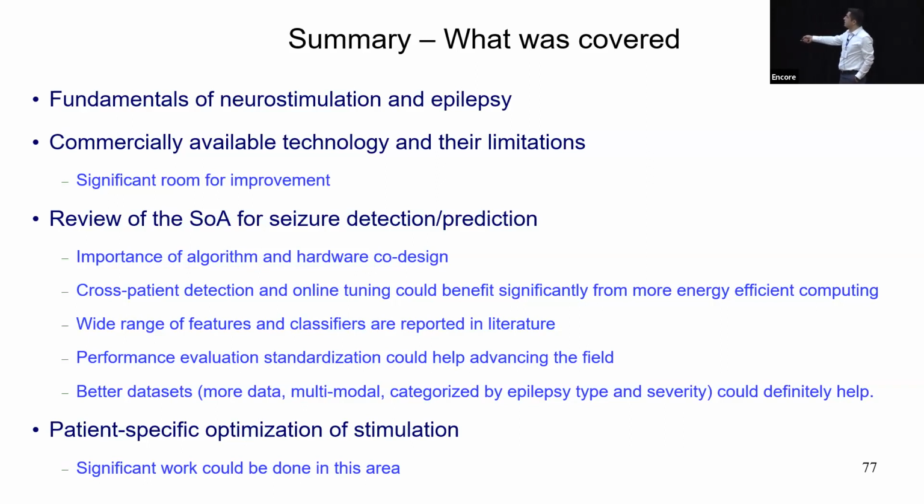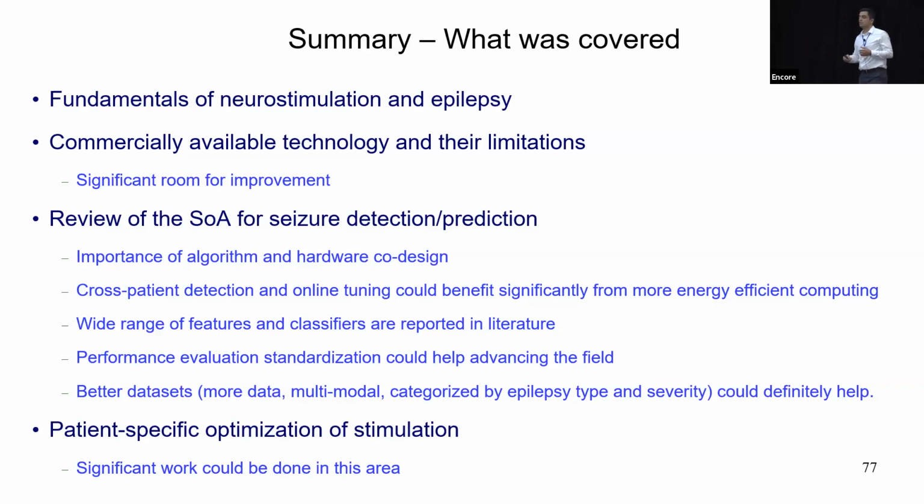A wide range of features and classifiers are reported in the literature, and one of the reasons, as mentioned, is that it's very difficult to compare different works on seizure detection. Because of that, the community hasn't converged on a certain type of classifier or features as the best ones, because sometimes it's really not an apples-to-apples comparison between these works. Performance evaluation standardization, as I mentioned, could help advance the field significantly.